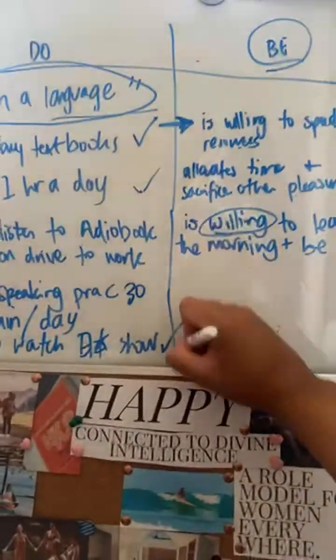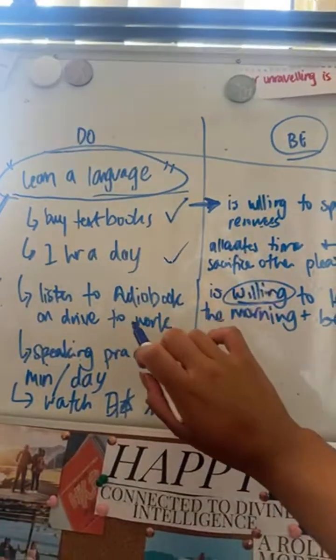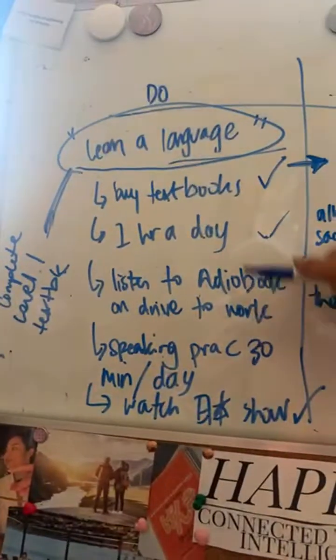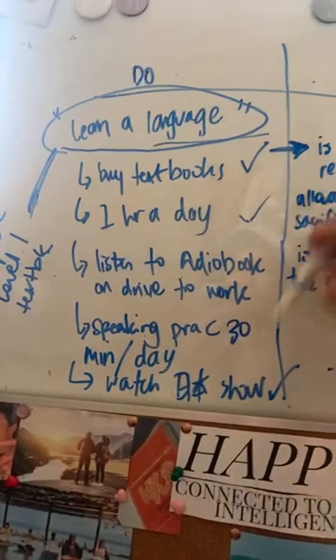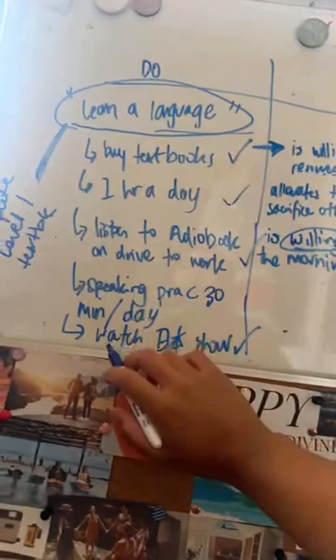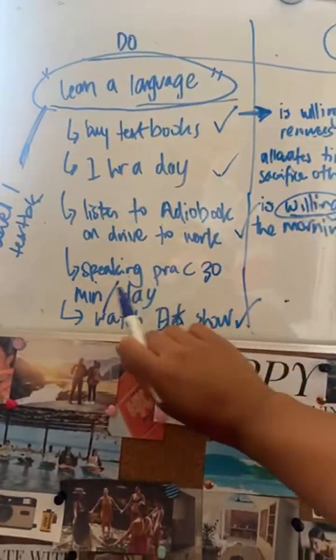So this is again how the being supports the doing, and why if you didn't work on the being, you would probably never get through your list. You just keep putting it off. This is the magic of this simple framework. Last one. Actually, second last one, speaking practice 30 minutes a day.